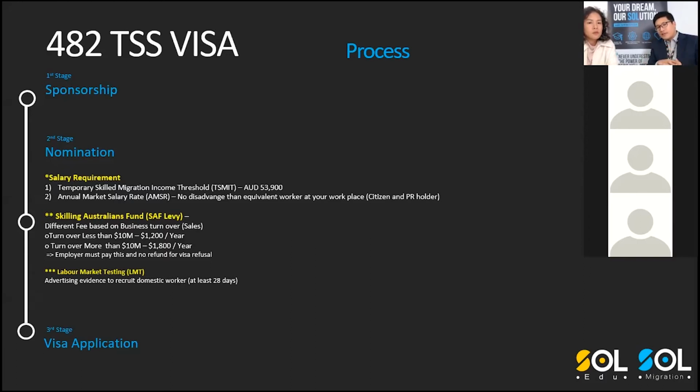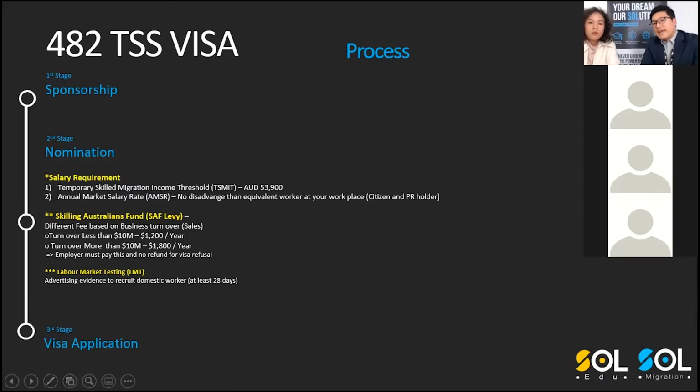But for the 482 visa, there are 3 different stages. First, sponsorship and nomination. This is not from your side, actually. By immigration law, the sponsorship and nomination must be done by the employer. But the third stage, the visa application, must be done by the visa applicant. So let's talk a little bit about the sponsorship.